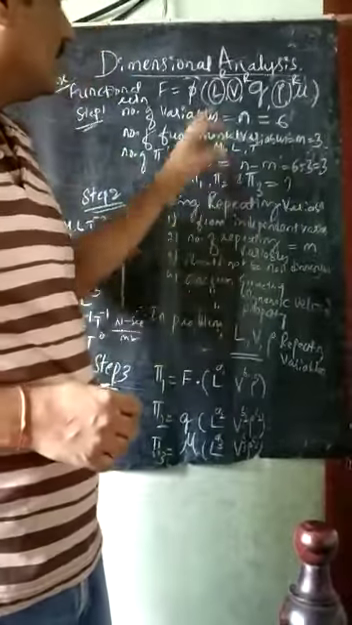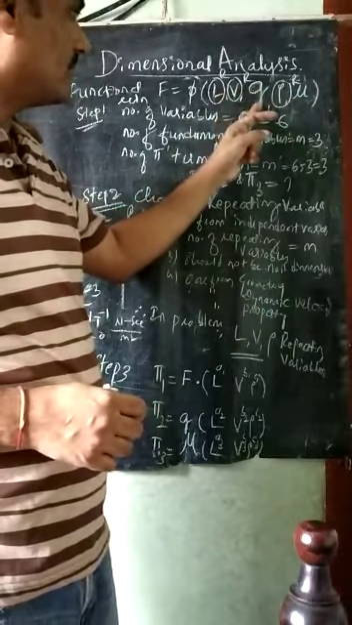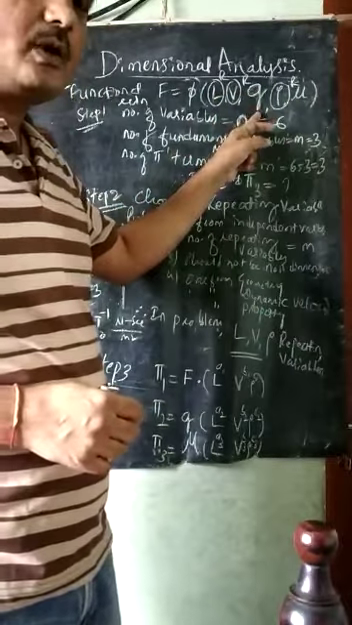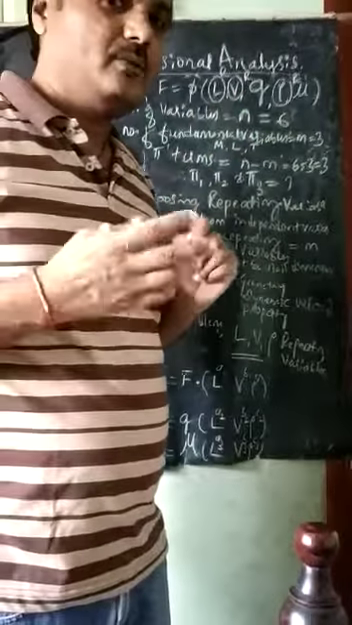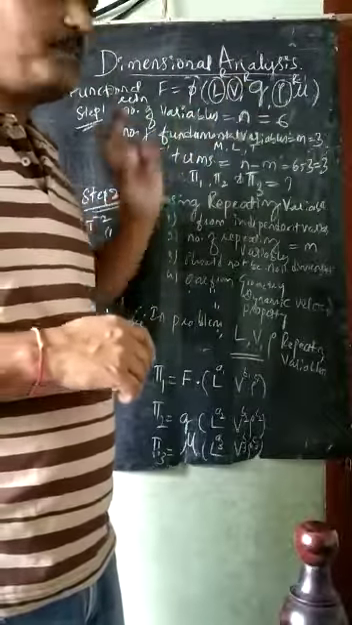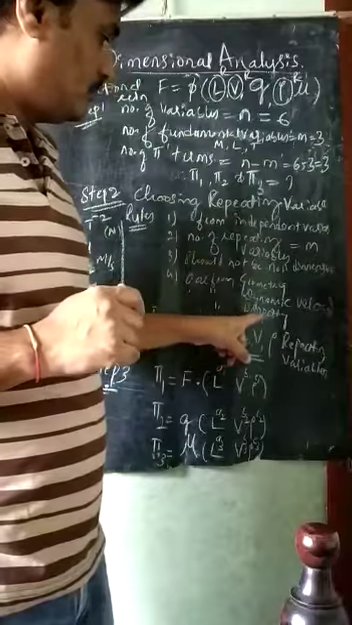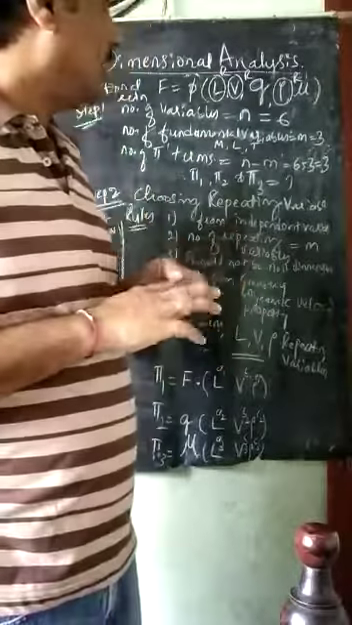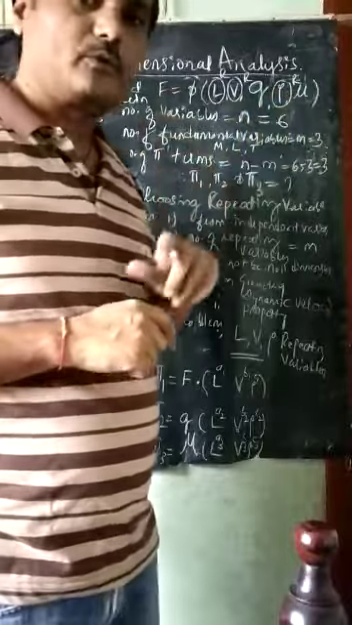Here there are two. One is meter per second square, acceleration due to gravity. Another one is velocity. Mainly velocity is what we usually take. Therefore this velocity is another repeating variable. The next one is from the fluid property. How many fluid properties are there here? One is the density, another one is viscosity.